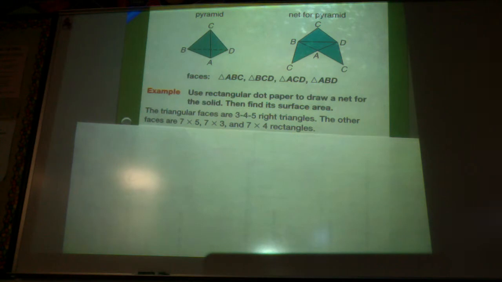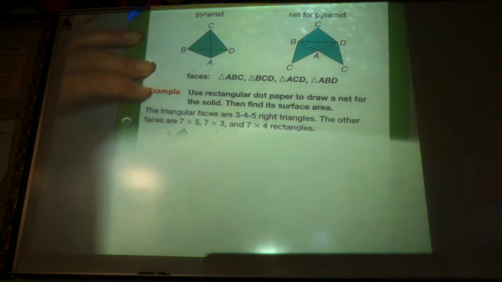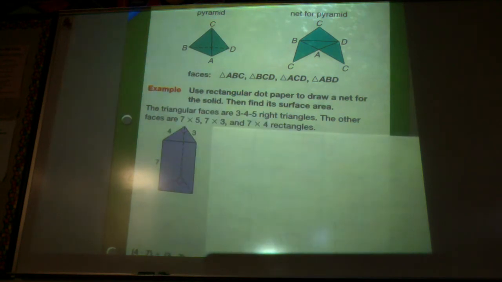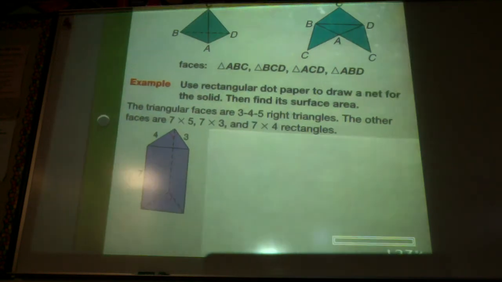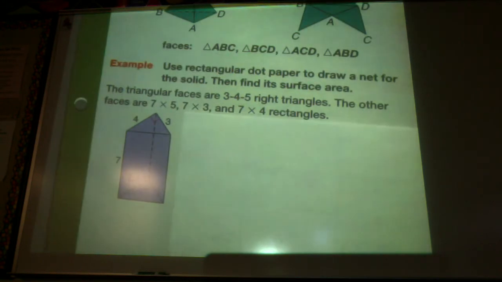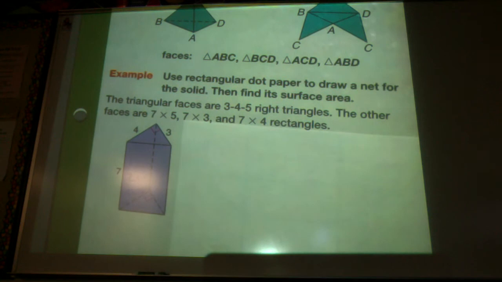So the triangular faces are 3, 4, 5 right triangles, and the other faces are 7 by 5, 7 by 3, and 7 by 4 rectangles. And here's your figure. So what you need to do is tear it apart and figure out what are all the shapes of the faces.